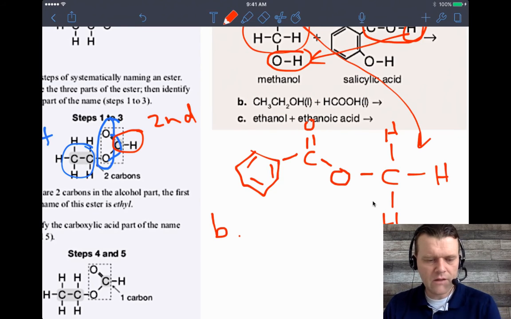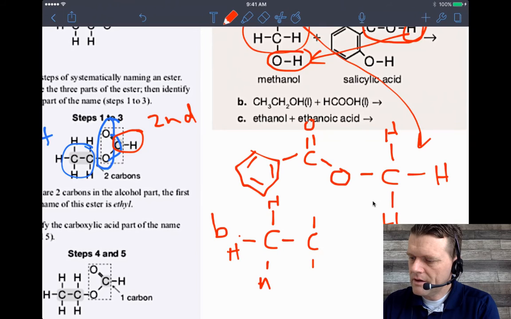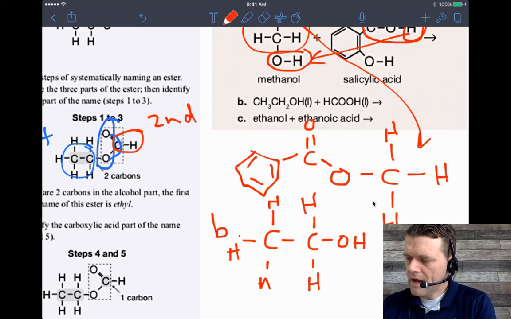So if we add those two together, let me just sketch it like this. The first one has 2 carbons. We've got 3 hydrogens off of him, and then he has 2 hydrogens, but then he also has the alcohol group. So there's ethanol. And then we add to that the carbon, double bonded here, OH there, and then another H there.